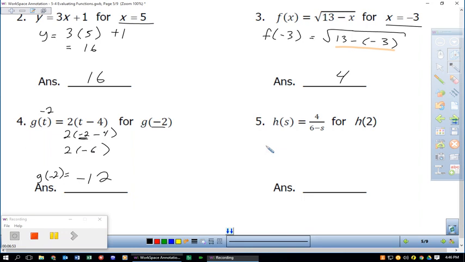Number 5, we're going to do the same thing. We have h of 2 equals 4 divided by 6 minus 2. Replacing that same number there. So that is 4 divided by 4, which is 1. So our answer, h of 2 equals 1.